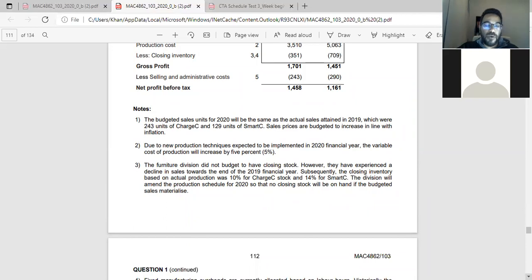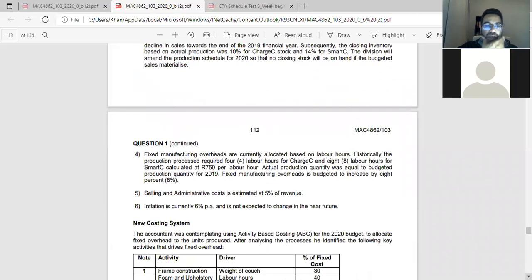Okay, so now we know this opening. So 2020 will have opening inventory. Why? Because 2019 had closing inventory. 2019's closing inventory are those percentages based on production, okay, actual production of 2019. So we'll have to have a look at note number 4, I guess, to find out what was actual production.